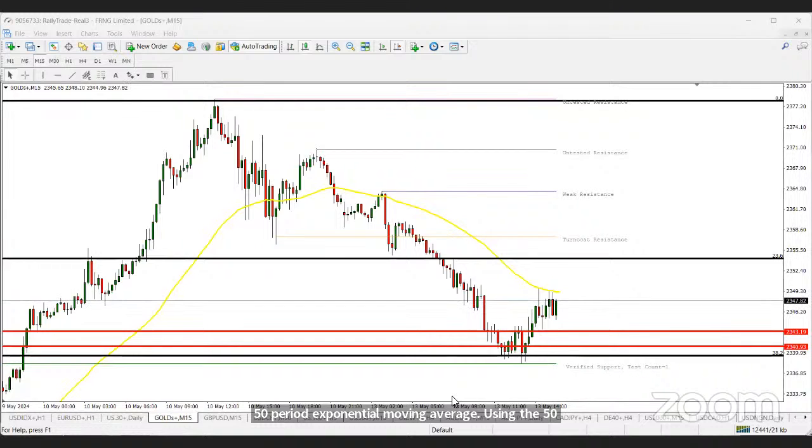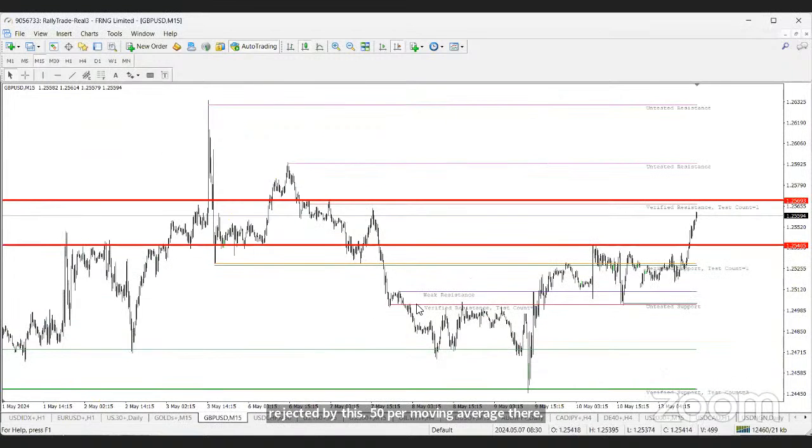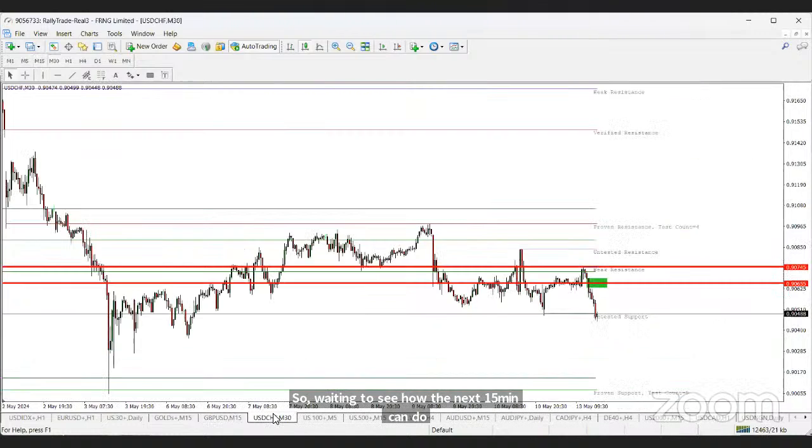For instance, now, just looking at gold, you will see that it's been rejected by this 50 period moving average there. So we're waiting to see how the next 15 minutes candle will turn out before you decide what to do. You understand?